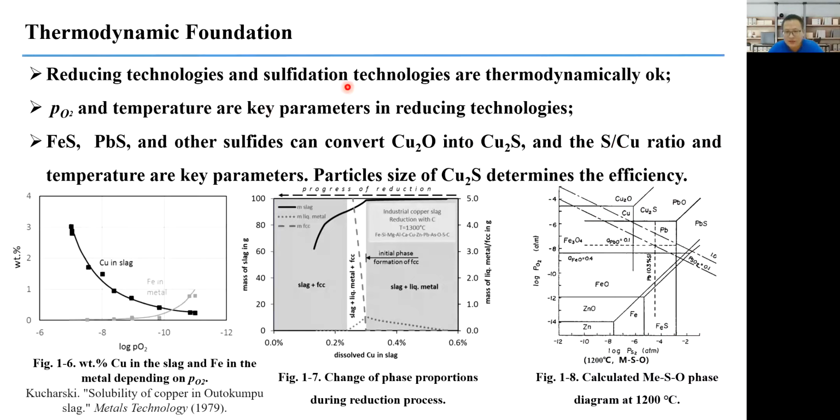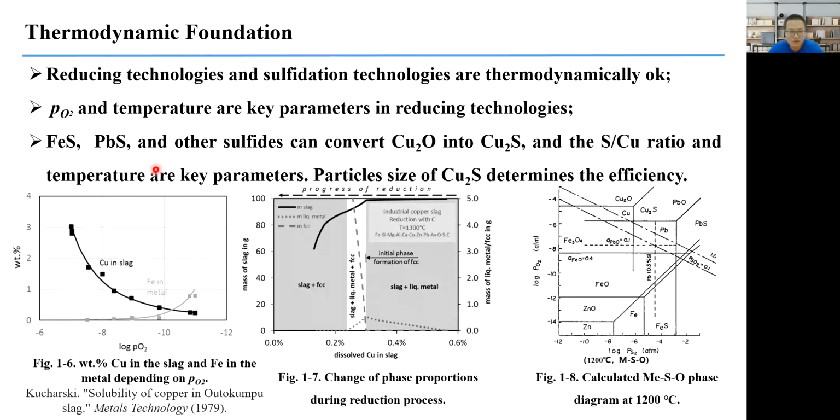And in the sulfidation technology, the particle size of the copper sulfide also determines the efficiency, because the copper sulfide can be recovered with froth flotation. If the particle is too tiny, too small, froth flotation is not working very well with tiny particles. So those copper sulfide should be large enough.